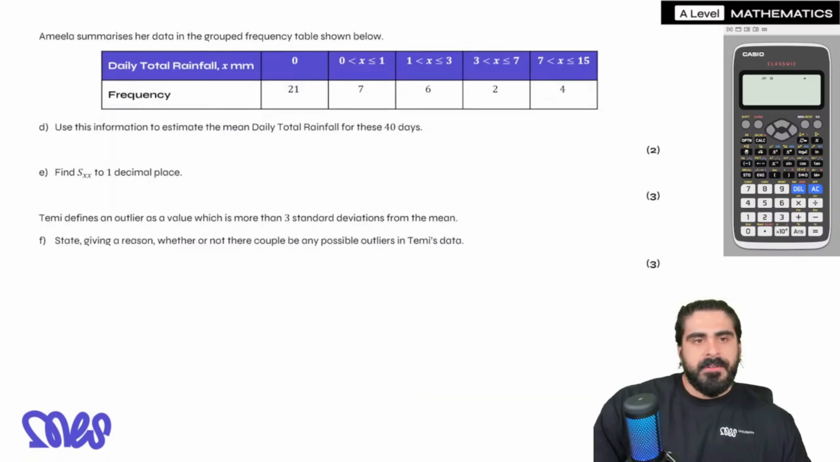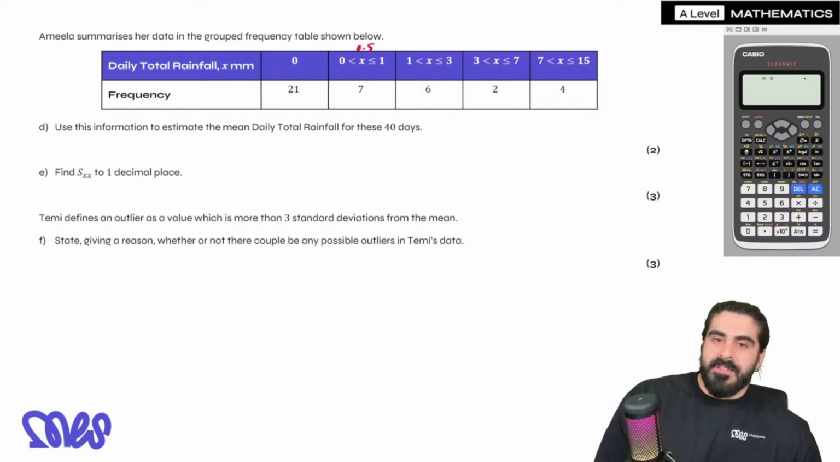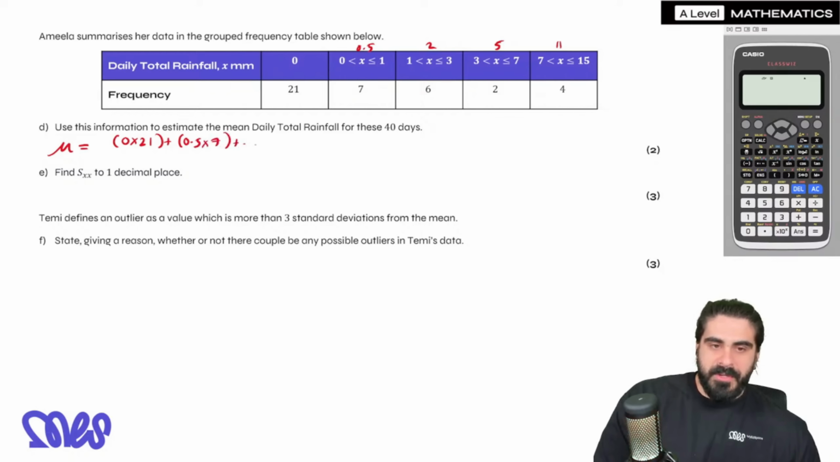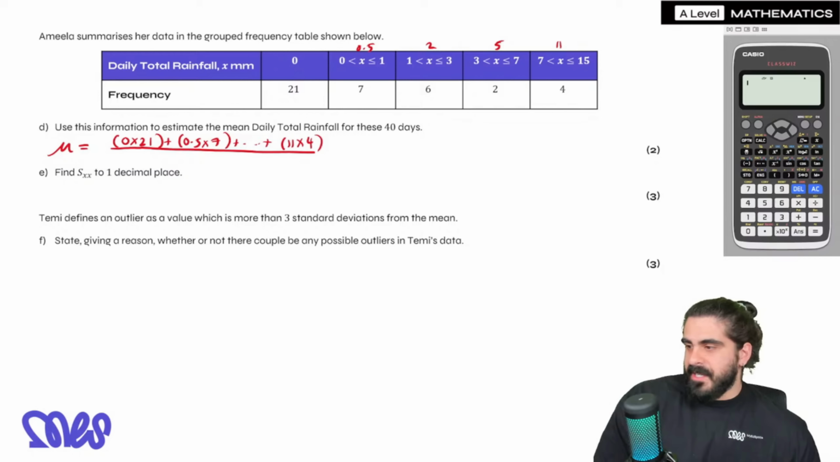There we go. Emila summarizes her data in the grouped frequency table shown below. Use the information to estimate the mean. Okay, so what are we going to do with that one? For the mean, we're just going to take the midpoints. So here we have 2 and 5, adding them and dividing by 2, so 11. We can do that together. Let's just say mu is 0 times 21, plus 0.5 times 7, plus dot dot dot, 11 times 4, all over the total data. Wasn't it 40 days? 40 days.